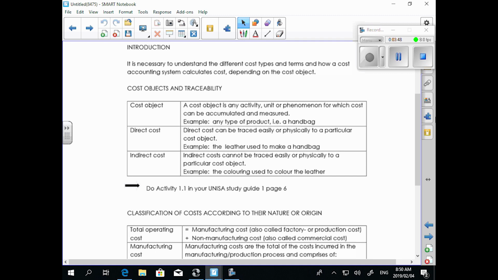So it's still directly with the bag, but you can't say it's this exact 10 centimeters of cotton that goes to the strap and everything. It's a bit too difficult to tie up.